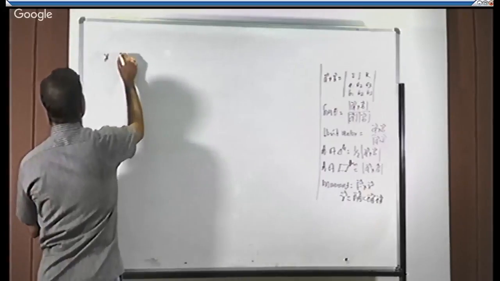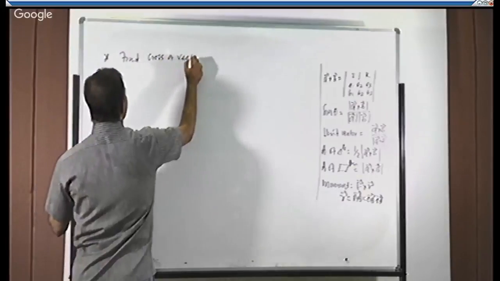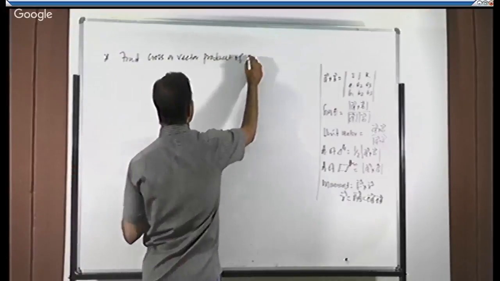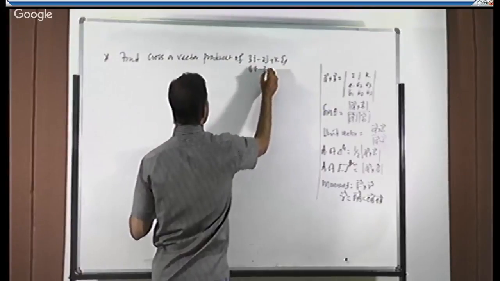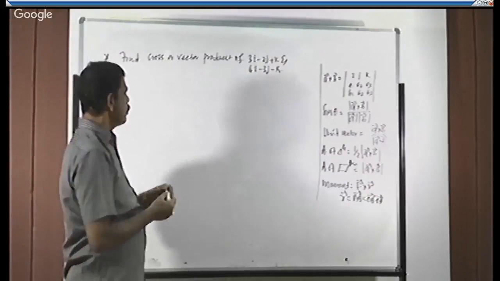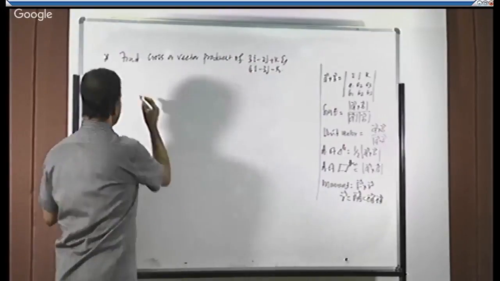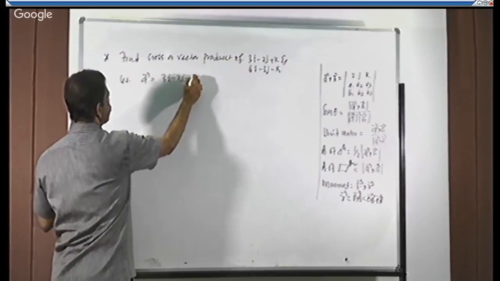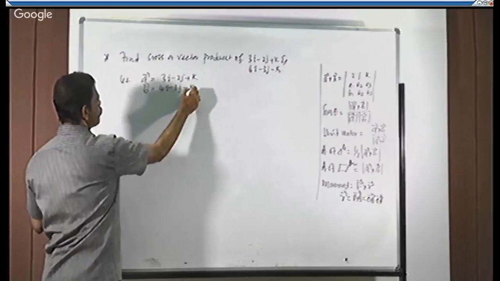First problem, find the cross product, the vector product, of 3i minus 2j plus k and 4i minus 3j minus k. I have taken two vectors. First vector is considered as A, second vector is considered as B. Let A be equal to 3i minus 2j plus k. B is equal to 4i minus 3j minus k.